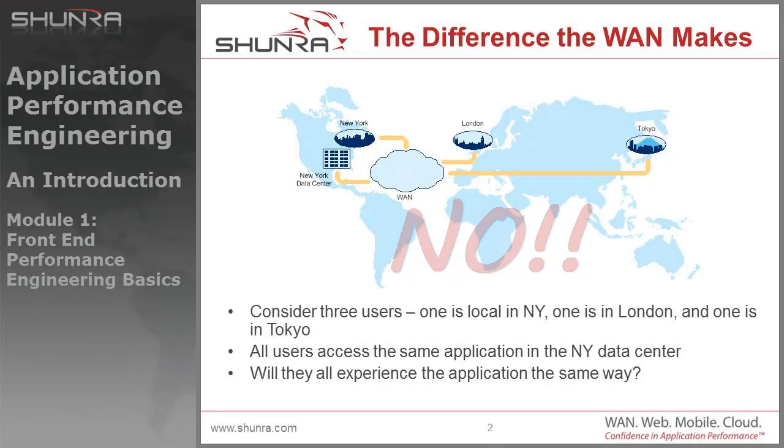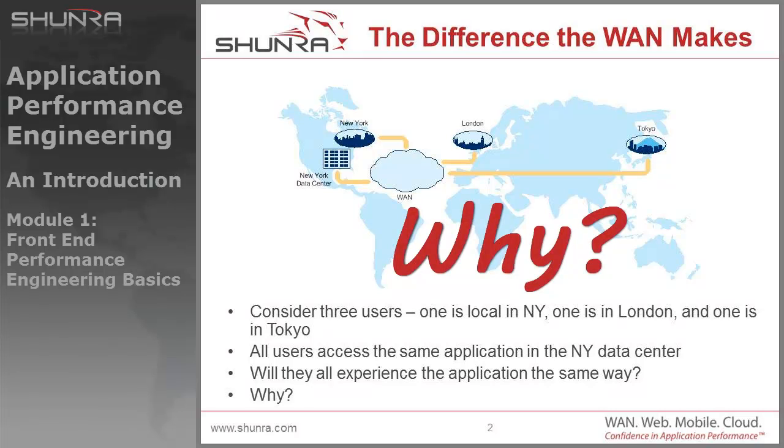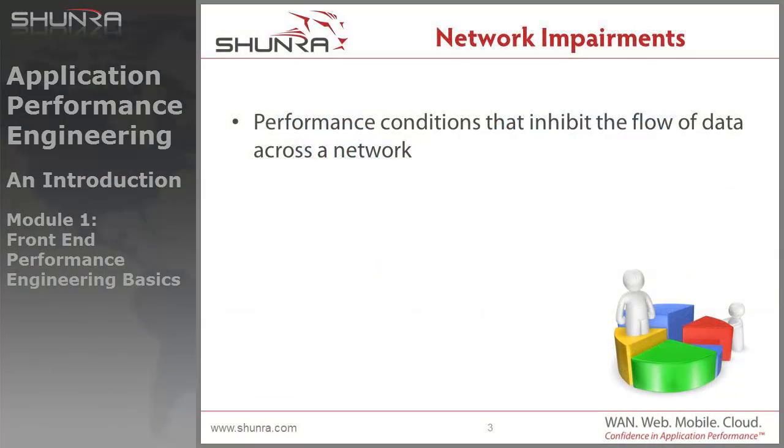And what we're going to do is talk about why our users in Tokyo and London will not experience the application the same as in New York. There are several different network conditions that will actually inhibit the flow of data from point A to point B. What we're going to do now is discuss those. And there are 5 major points that we will be addressing in this module.